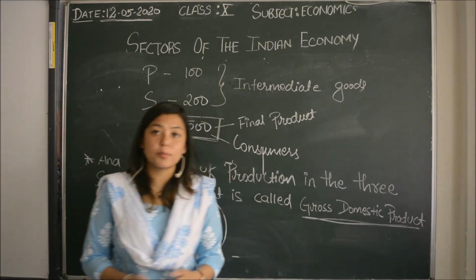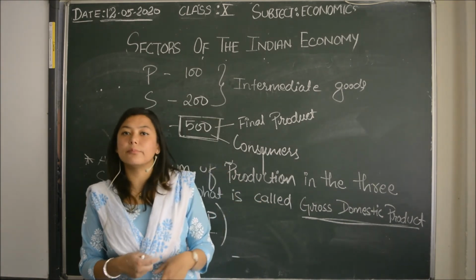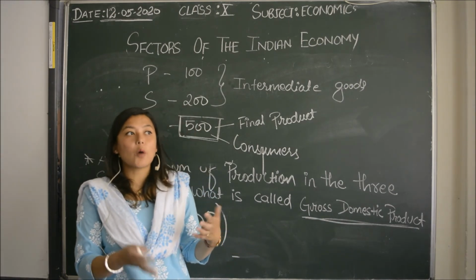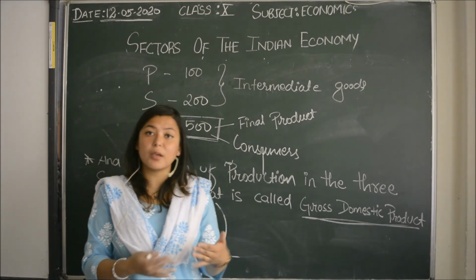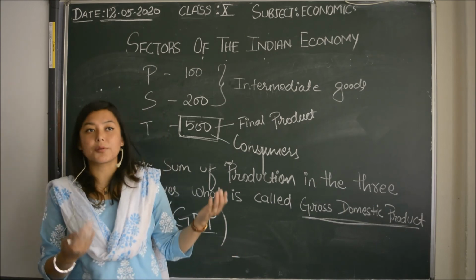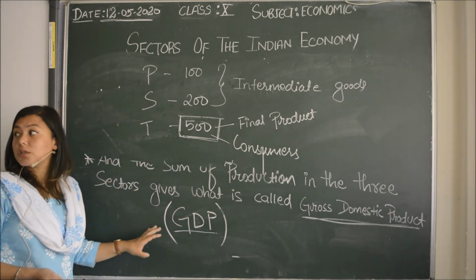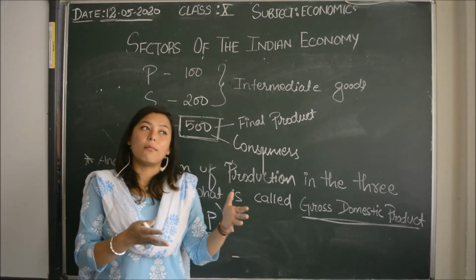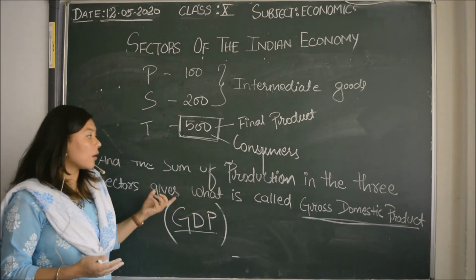Now, what is the role of GDP? Through GDP we come to know how big our economy is, whether our economy is growing or not, and how our nation is doing. If GDP is increasing, then we come to know that our economy is becoming stronger and the incomes are also increasing. So this is known as gross domestic product. GDP means the total of the value of all the final goods and services, and when we add them, we get gross domestic product.